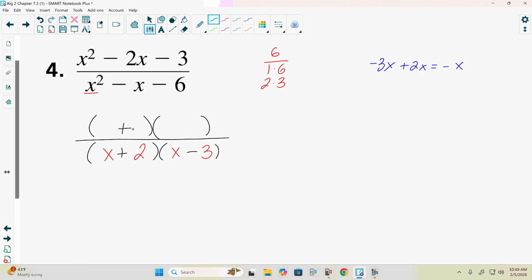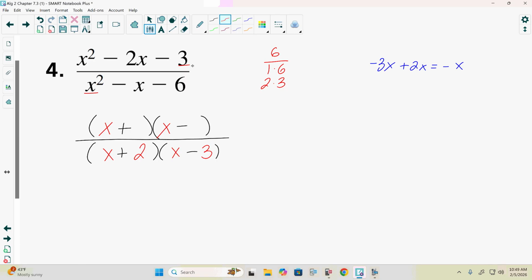Now, since the third term is negative, our signs have to be opposite. One's going to be positive, one is going to be negative. Factors of x squared are x and x. Factors of 3 are 1 and 3, yes? Are there any other sets of factors for it? No.